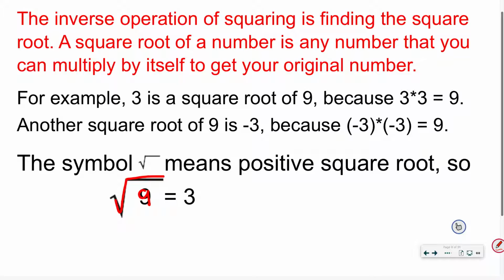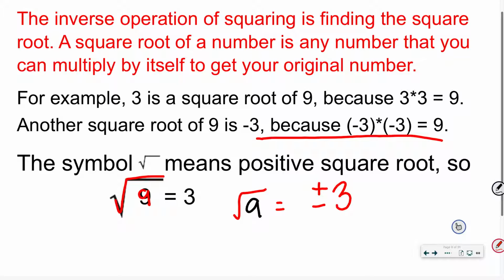I'll give you a hint. What other number times itself would give me positive 9? Negative 3 also. Right, and you can see that here. Another square root of 9 is negative 3 because negative 3 times negative 3, negative times a negative, would give you a positive 9. If you saw that as a solution, the square root of 9, you would see it written as this. That positive negative symbol stacked like that would represent it being a positive or a negative.